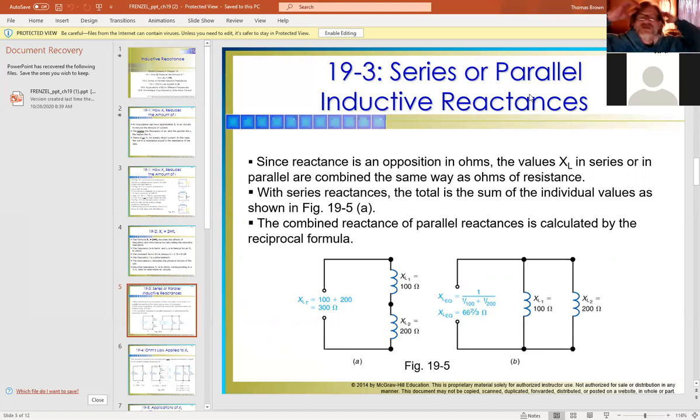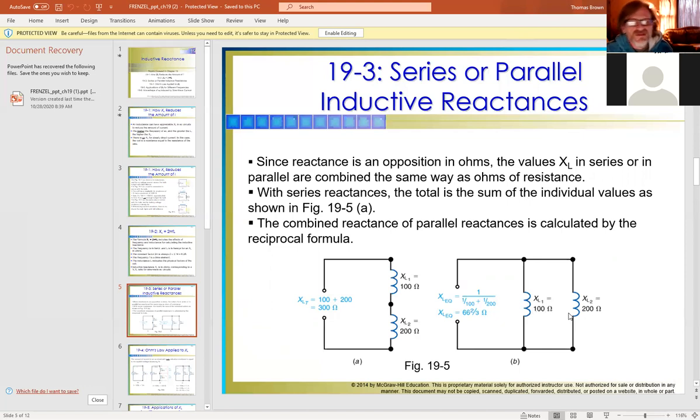Everybody loves the homeworks, but anyway, since reactance is an opposition in ohms, right? It does oppose. It is going to block or do something with an energy source and not just simply let it through. We have to look at how it's reacting. So with series reactances, we'll be taking a look at how we sum up the inductors in a series environment and how we sum them up in a parallel environment.